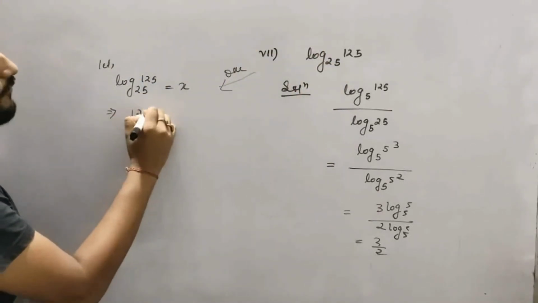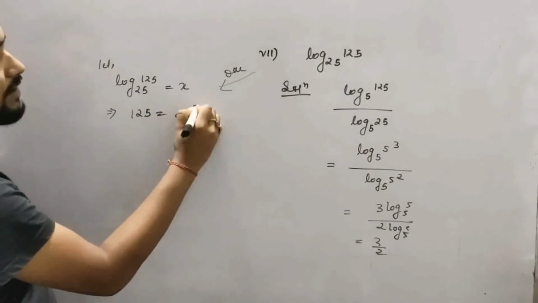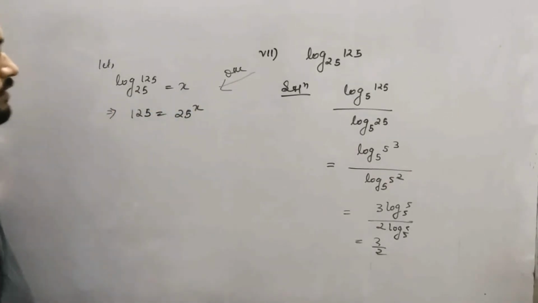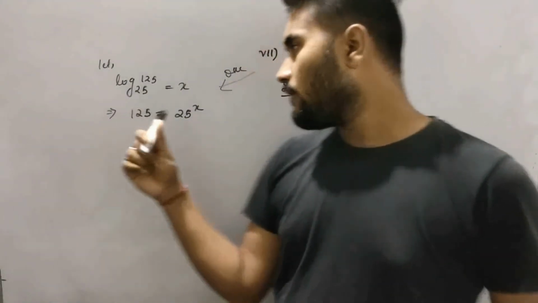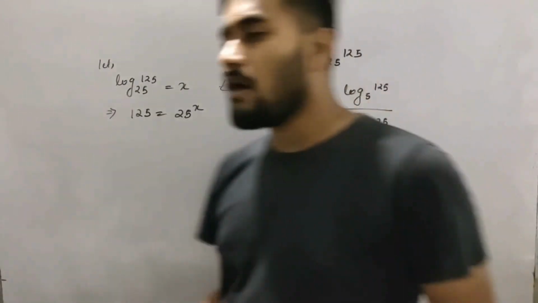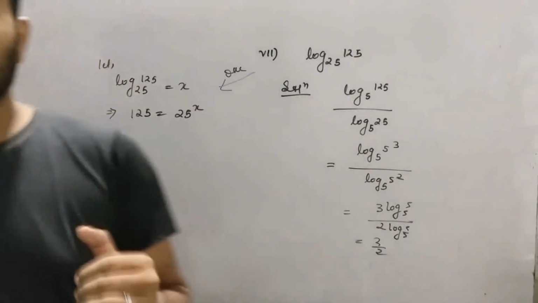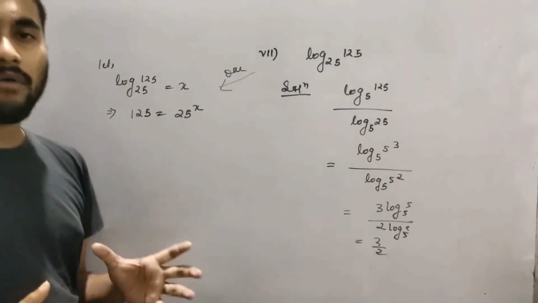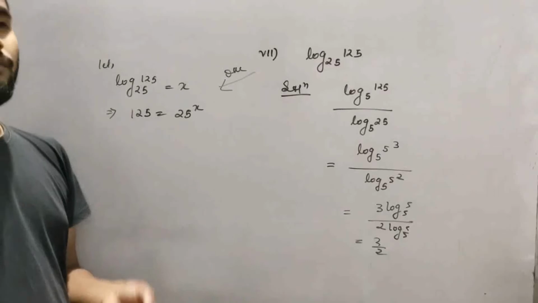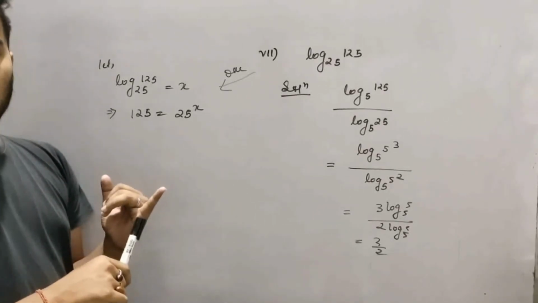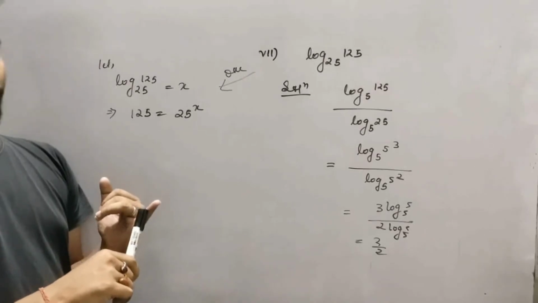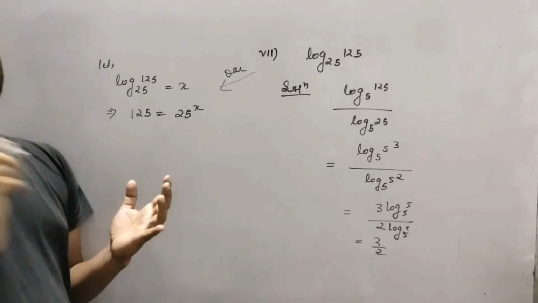That is 125 will be equal to 25 to the power x. Understood? Now what is the rule? That you need x, you need over here x. X is the power, so you have to match the base. If you need the power, you match the base. If you need the base, you match the power. If you want power, make your base same. If you need base, make your power same.